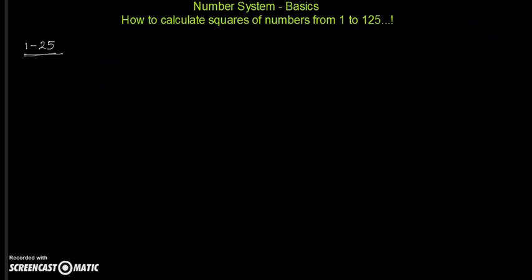Hello guys, today we will take the number system basics topic and learn how to calculate squares of numbers from 1 to 125. Yes, this is a very big range, but we are good to learn this methodology if we know squares till 25. So let us first revise the squares till 25 quickly so that we become comfortable in using the method with which we can calculate the squares of larger numbers.